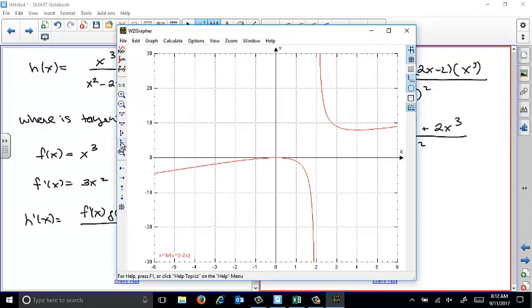The function's undefined at x equals 2. I think it might be indeterminate at 0, but that doesn't really matter. Well, maybe it does matter, but it does have a 0 tangent line there. Maybe it doesn't.